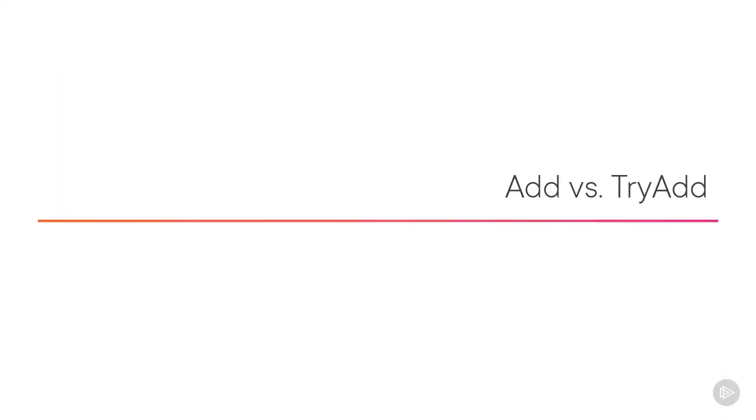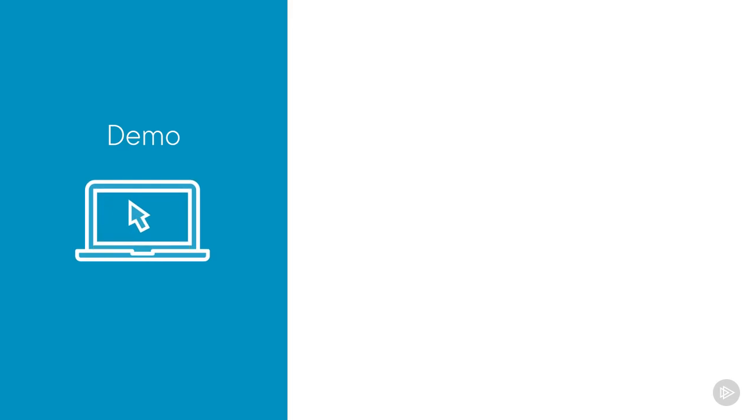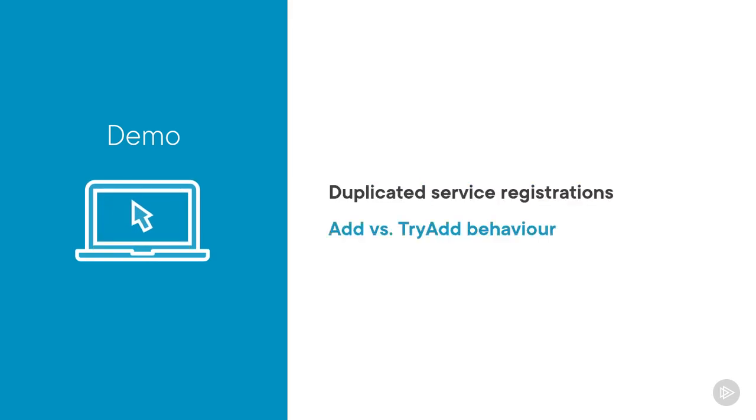We've already seen how to register services with the dependency injection container. What do you think would happen if we were to create more than one registration for the same service type? We'll put that question to the test in this demo and find out. We'll understand the difference in behavior between the Add and TryAdd extension methods on the IServiceCollection.